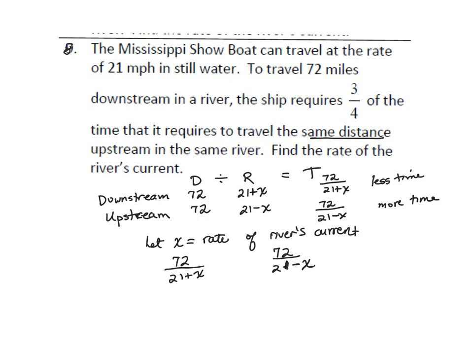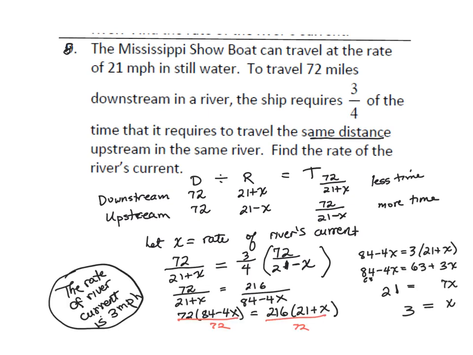So let's read it again. On the second line, to travel 72 miles downstream in a river, the ship requires 3/4 of the time that it requires to travel the same distance upstream the river. So it's understood that the time going downstream is 3/4 of the time going upstream. And this would be our equation to solve. That I will leave up to you. But this is how we would set up the problem.